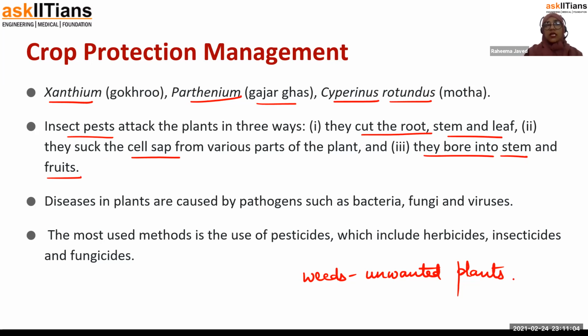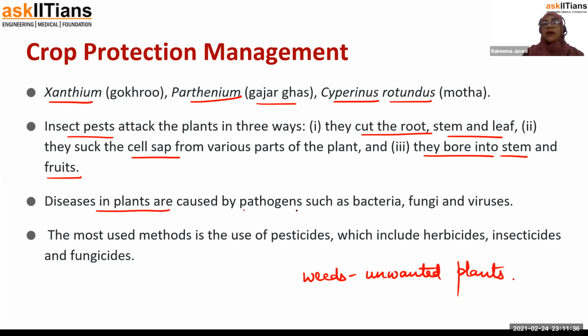Going back to the previous point of weeds: the moment they have grown, they have to be uprooted in their first stage. If that is done, then the damage to the crops can be prevented. The same is true for insect pests. If they are controlled in their first stage, then a lot of damage control can be done.